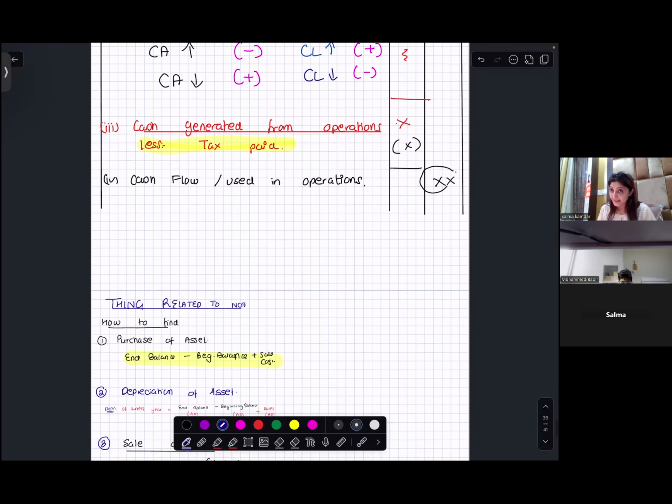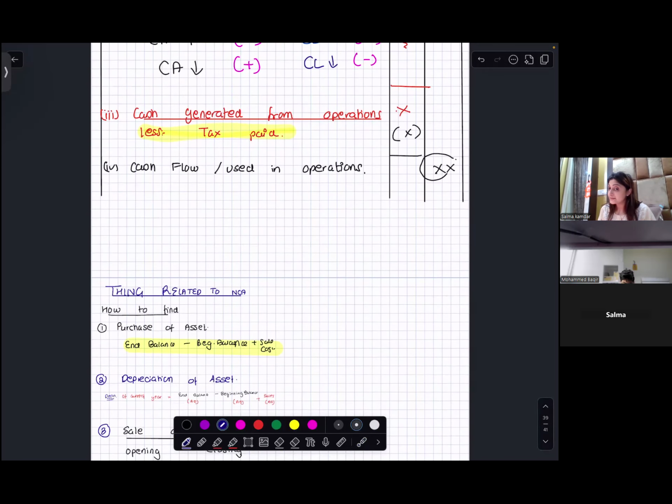If they don't directly give you the tax paid, then what? We make a tax account. The tax paid has to be given directly. If this is given to you indirectly, then whatever is your tax of the last year, you pay in the current year. Are you with me?